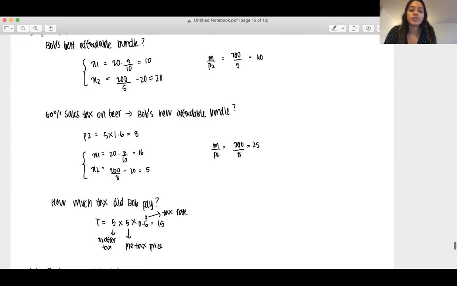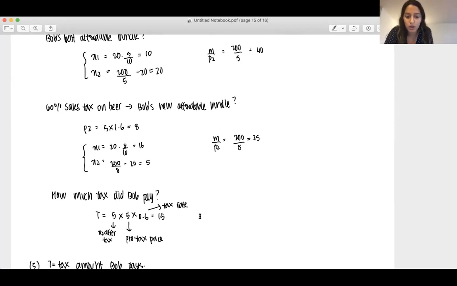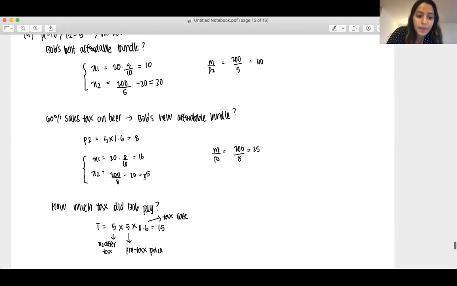The third part of this question talks about how much tax Bob had to pay. So in order to calculate that, this is the formula that we use. The first part of the formula, which is 5 in this case, is what x2 would become after tax, which here we see is 5.